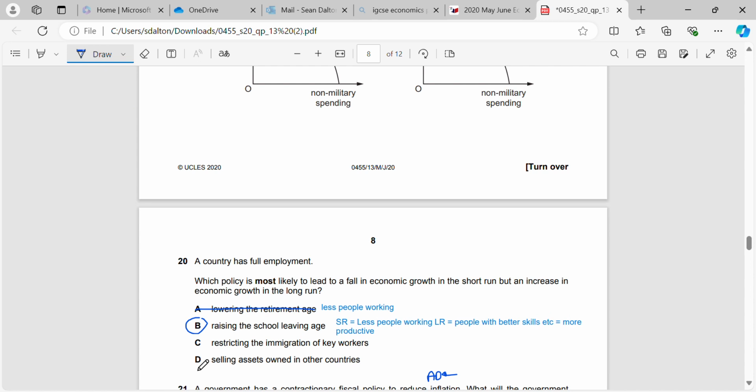If we sell assets owned in other countries, that's not going to have an effect. And if we restrict the immigration of key workers, again, that will lead to a fall in growth in the short run, but it's also going to lead to a fall in the long run. It's not going to allow us to make more goods and services over a long period of time.